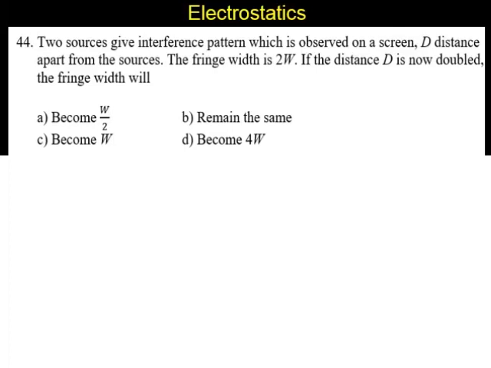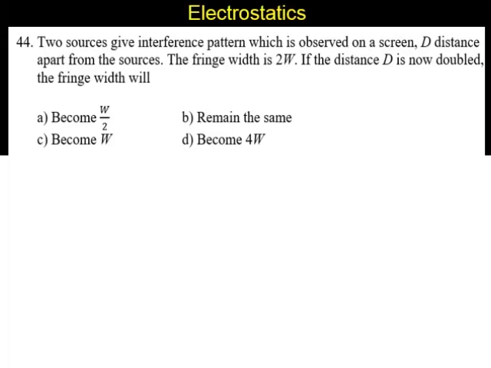So question number 44: two sources give an interference pattern which is observed on a screen, distance d apart from the sources. The fringe width is 2w. If the distance d is now doubled, the fringe width will: the alternatives are A, become w by 2; B, remain the same; C, become w; and the last one is D, become 4w. A question again on interference.